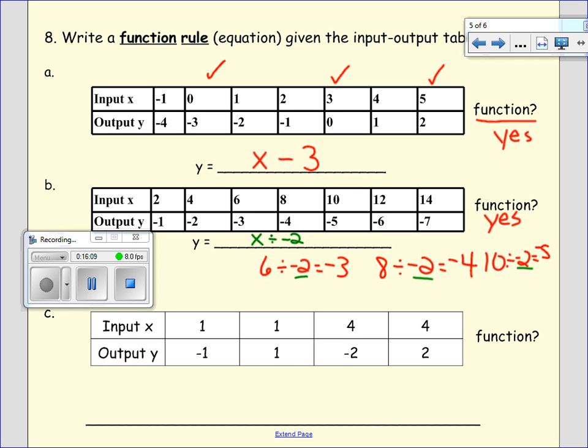Let's look at example C. Input and output. I can tell just by looking at this example that the domain repeats. So this is not a function. So we cannot determine what the function rule is. So your answer for an example like this would be not a function, because since it is not a function, you cannot determine what the rule is.